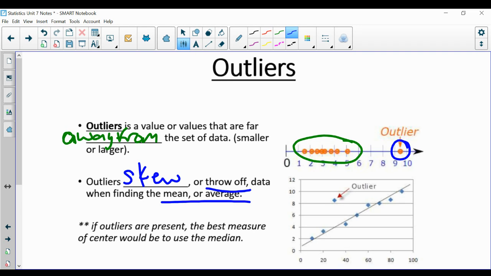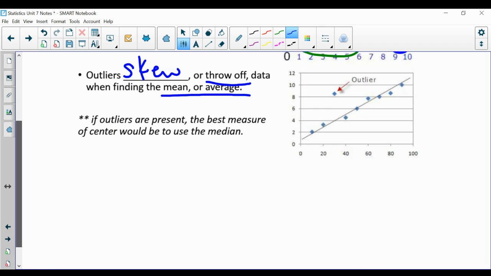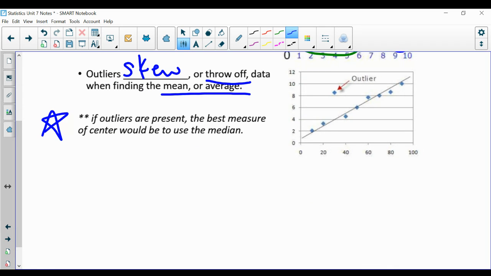When we're finding average, we have to include that number and we have to add them all together and divide by how many there are. Outliers don't affect your median because all you're doing is putting them in order from least to greatest. So the number would be there anyways, and you're just finding the middle number. And usually it's not your outlier that's the middle number, so it doesn't really affect our median. So something we need to be aware of is when outliers are present, our best measure of center is going to be our median. Okay.